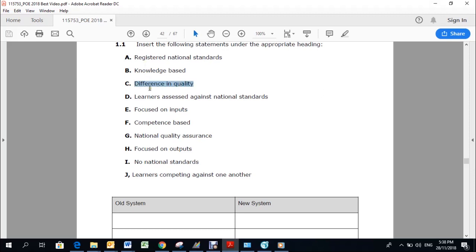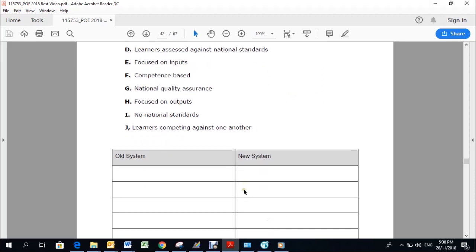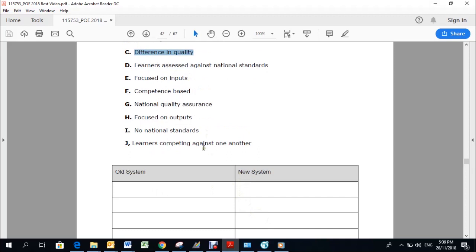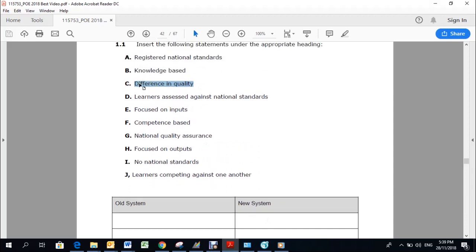Right. So that's exactly what you're going to do for the rest. Let's just do D, learners assessed against national standards. Obviously, we identified that registered national standards fall under the new system. So D falls under the new system. So you're going to write your letter D there. So we've done 4 of them, and 1 is only the old system. So on the new system, you should have A, C, and D. And on the old system, you should have B. So that's exactly what you're going to do. You can only find this information in your learner guide in Module 1.